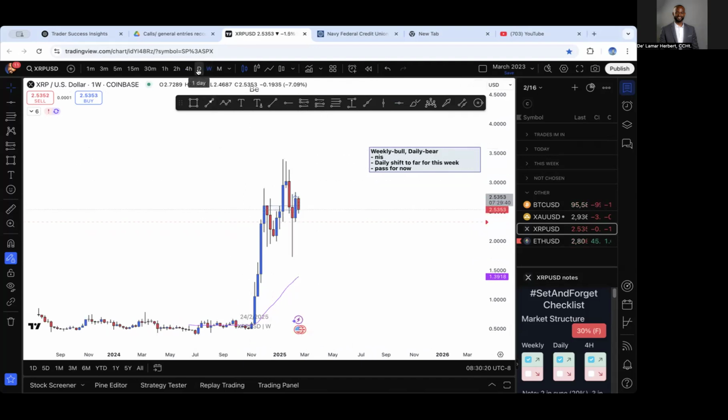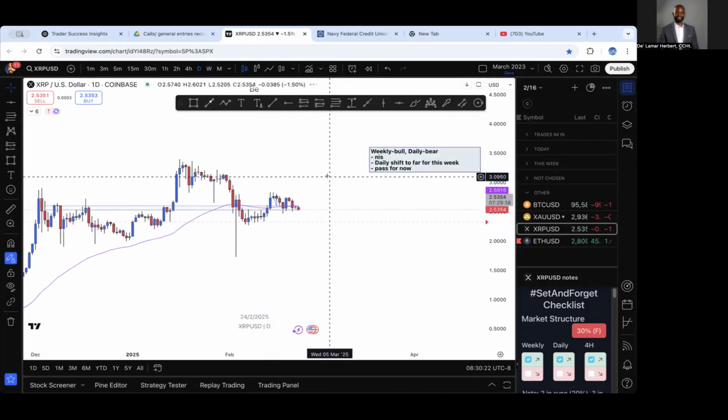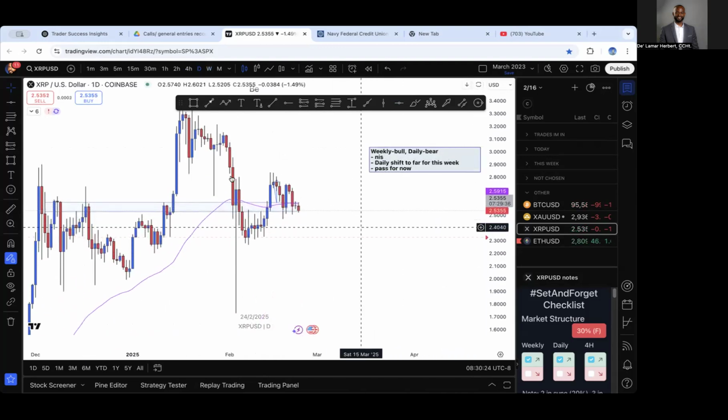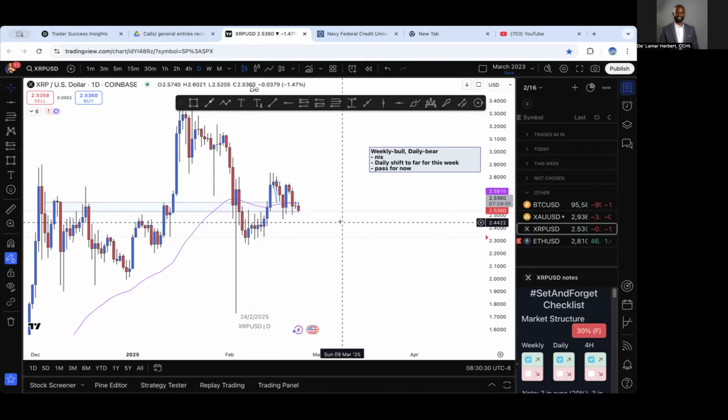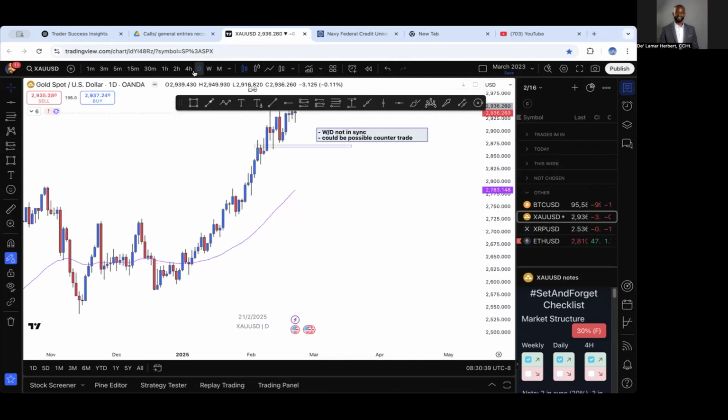Daily, bullish on the weekly. Daily is bearish, right? So I would call this still bearish then. I used to think that was a structure shift, but for now, we'll just call that bearish. So right now, we're just going to pass. It's not in sync.